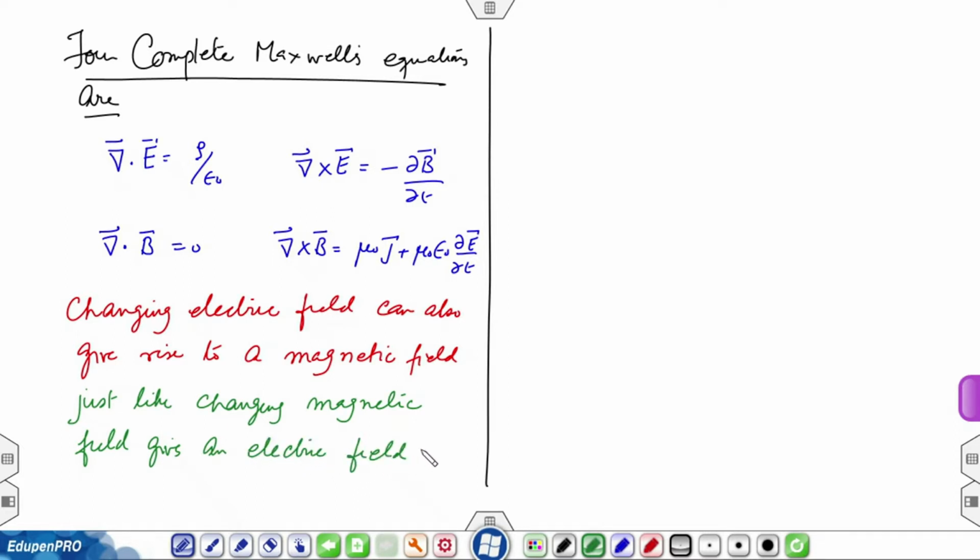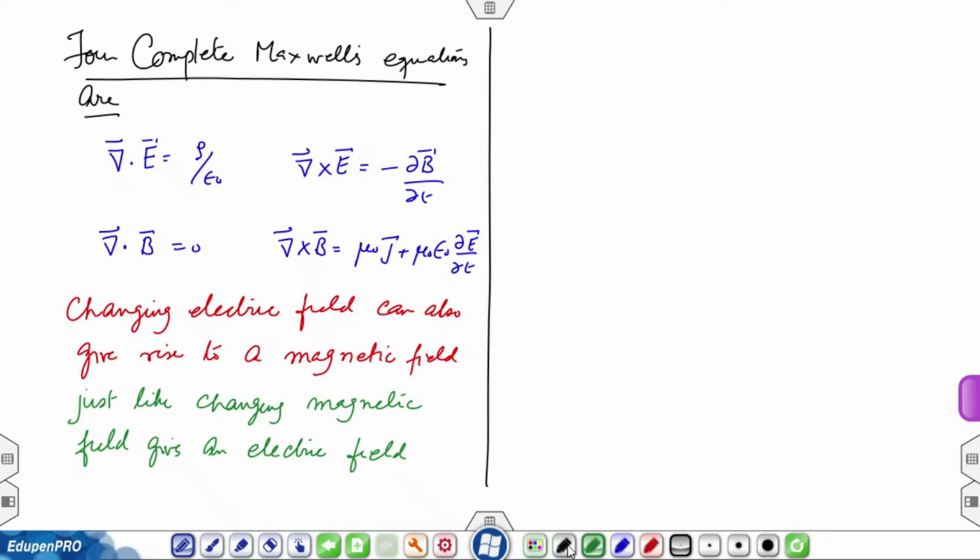I would like you to pause a little here and imagine that you have these fields, and if you have a changing magnetic field, it gives rise to an electric field, and since B is time dependent, E will also be time dependent, and this changing electric field gives rise to B. So, there is a lot of interplay going on between the two.